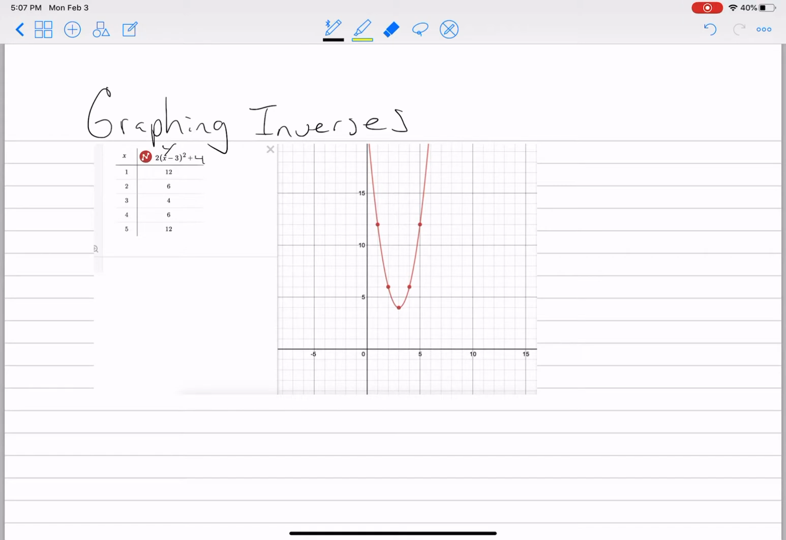Graphing inverses. We have a graph right here, with the equation f of x equals 2x minus 3 squared plus 4, and we need to graph this inverse. Please write down that table of f of x, and then draw this graph on your graph paper in your notebook. You should be able to see all of these points very clearly.